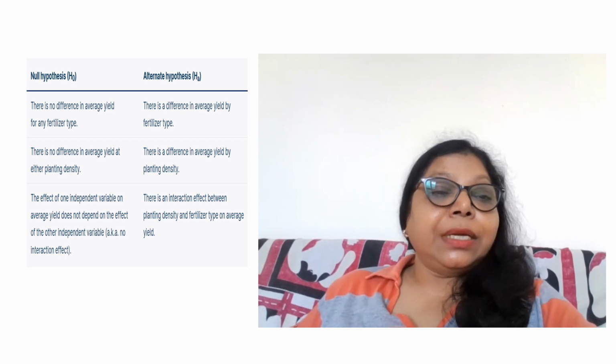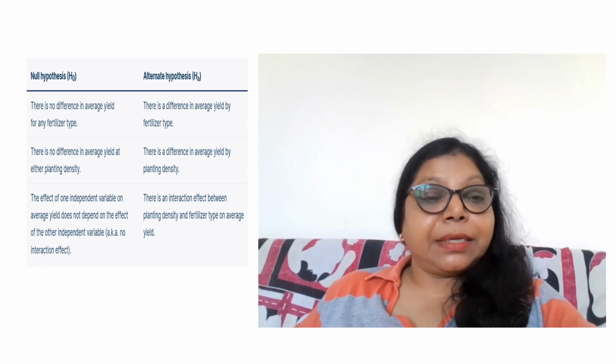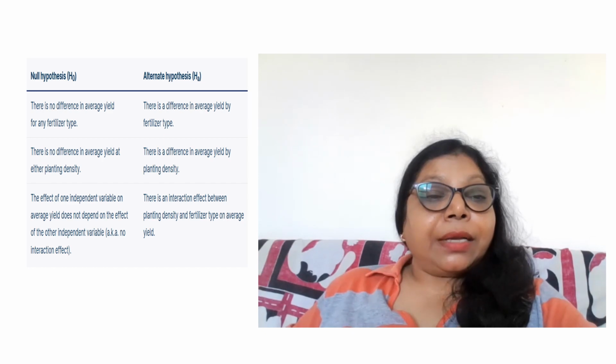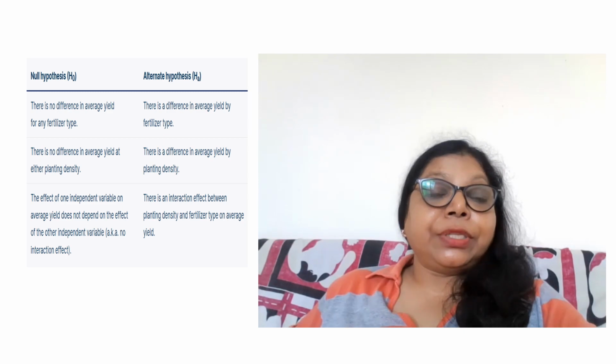Null hypothesis is there is no difference in average yield for any fertilizer type, or we can say there is no difference in average yield at either planting density. And third, we can say the effect of one independent variable on average yield does not depend on the effect of the other independent variable. Okay, so these are the three null hypotheses.